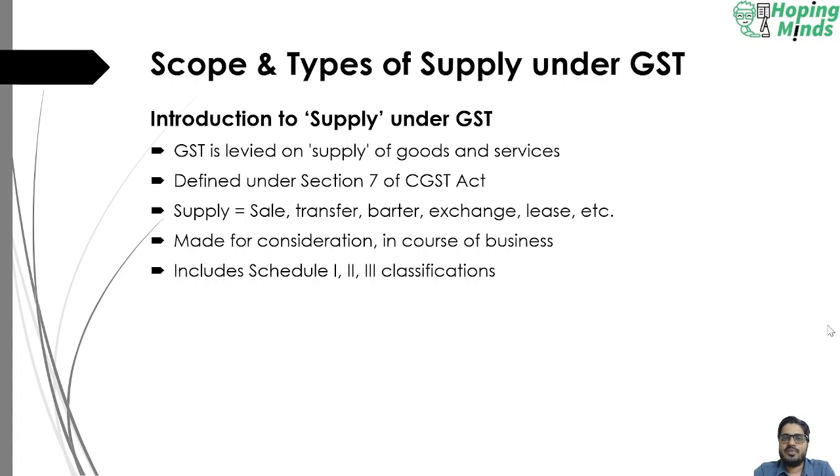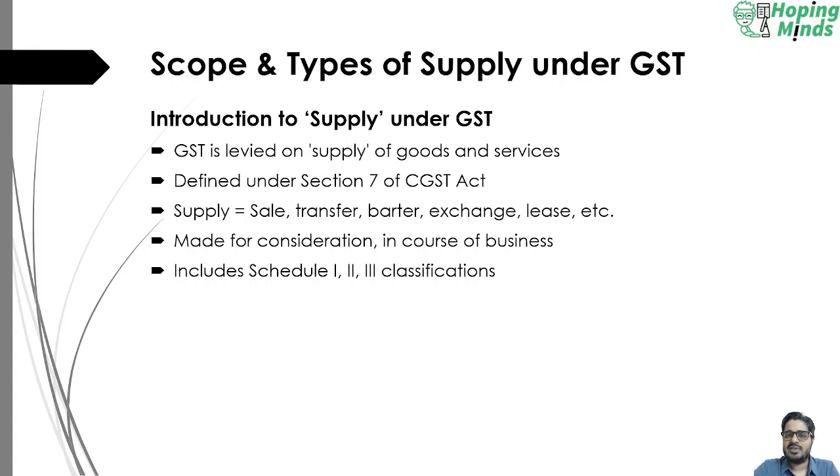So now let us move to our today's topic, that is supply under GST. So supply is one of the most crucial topics in the GST. Without understanding what constitutes a supply, we won't be able to apply GST correctly in our businesses. So GST is a destination based tax levied on the supply of goods and services. But what does supply really mean?